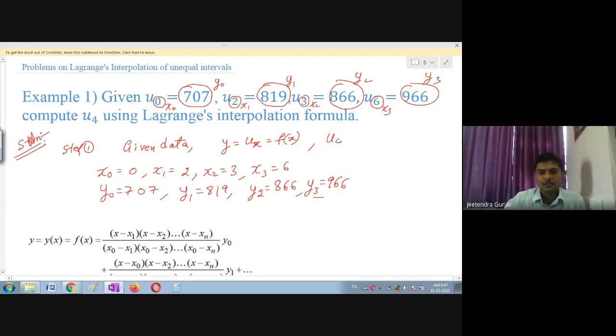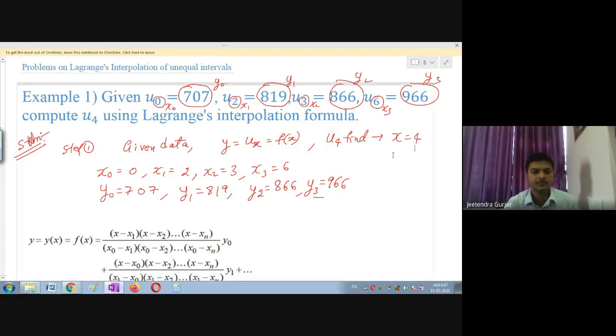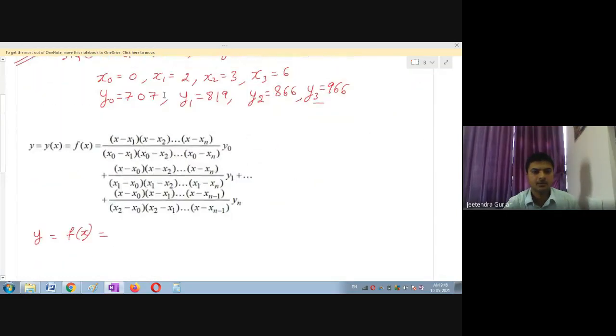So we can see this is u4 I have to find, right? This means that x is 4. Excellent. So just substitute the values. X is equal to 4, right? In this formula, go on substituting this value. So I will take here x we have to find. Therefore, I will take this as f of 4, right? Is it clear now? Where is x? X is 4. Okay. So now I will substitute the values.